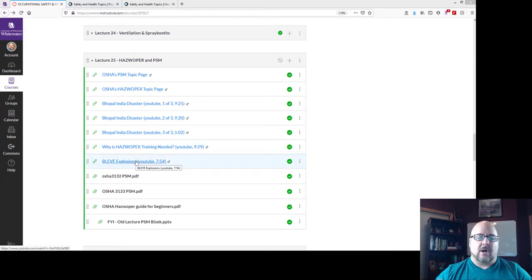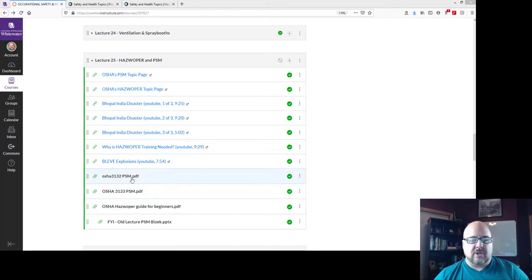And then because we're talking about BLEVE explosions, which probably could have gone under flammable liquids. Yeah, it probably could have gone under flammable liquids. Might as well put it here because it creates a disaster. So I want you to know what a BLEVE is. So just try to figure out what that acronym stands for.